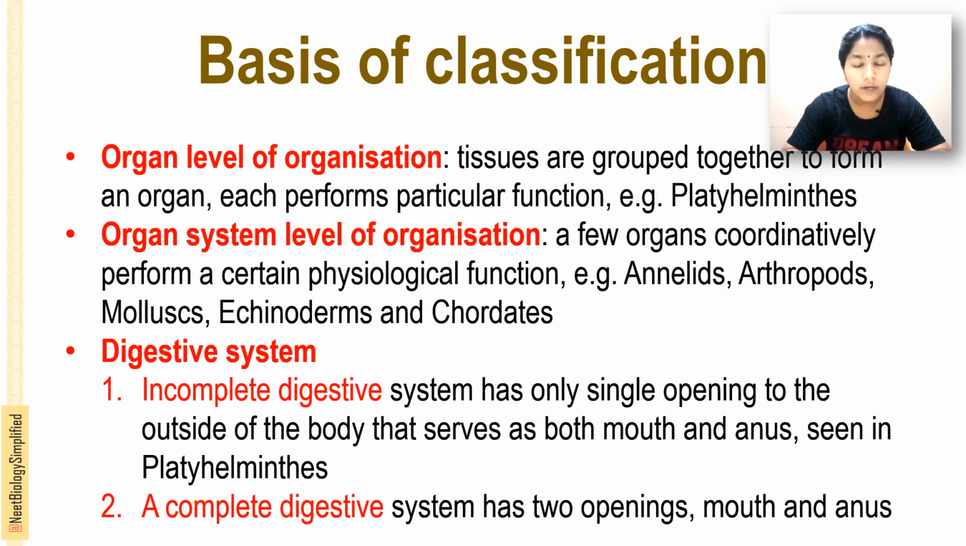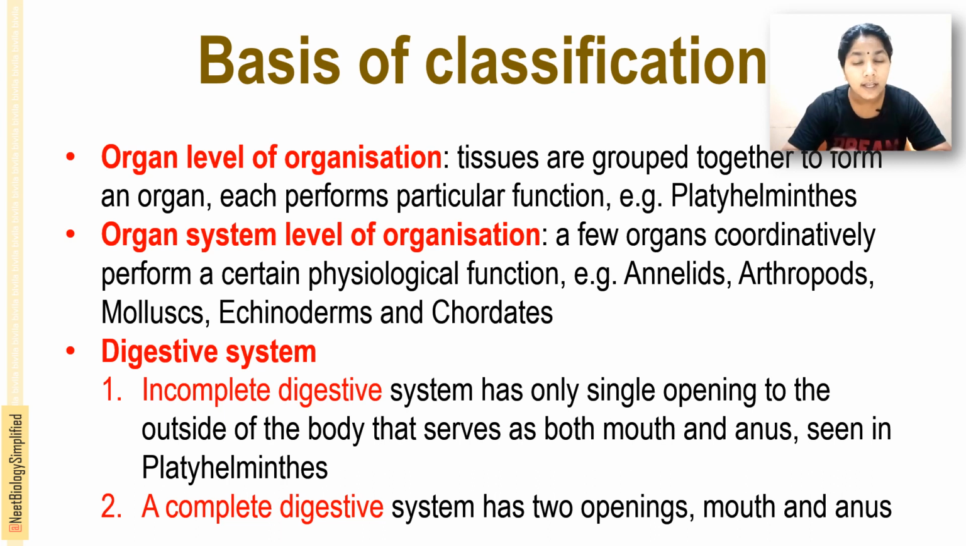Next is the organ level of organization. In the organ level of organization, that is the next higher level, the cells that perform the same functions form the tissue, and the tissues are grouped together to form a particular organ. Each organ performs a specific function. Example, Platyhelminthes.